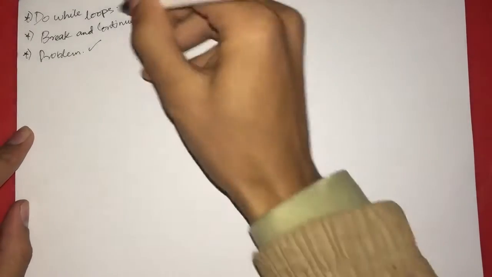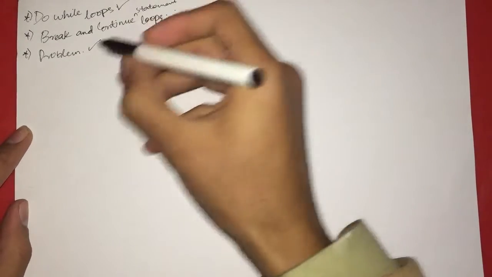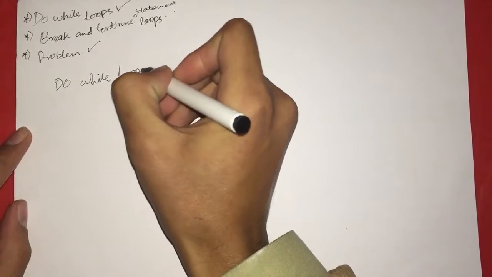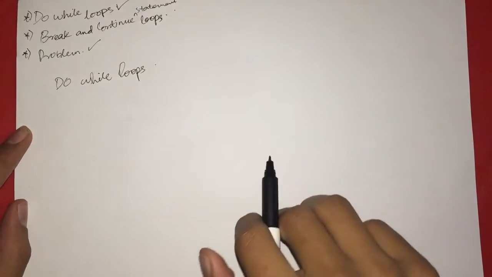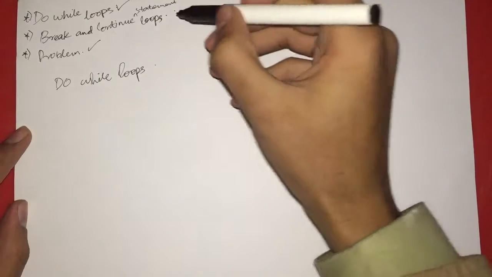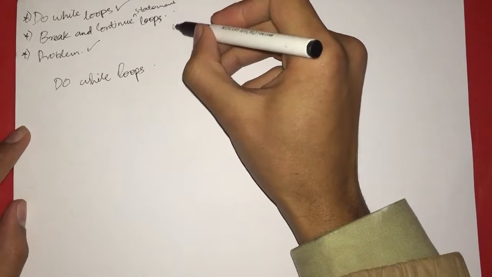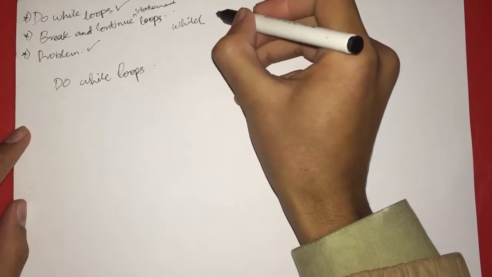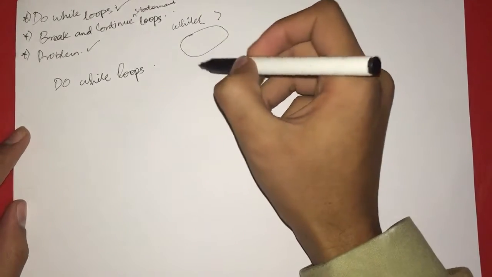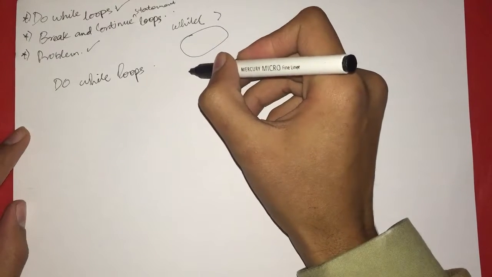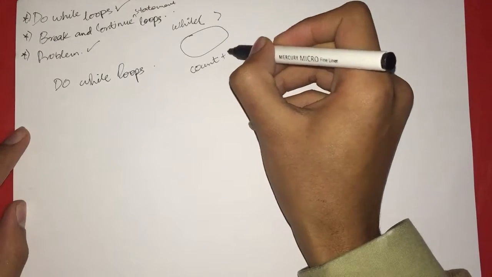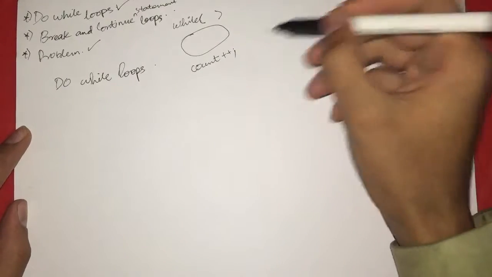Alright, so first let's discuss what are do while loops. So what is a do while loop? As we discussed earlier about while loops, what are while loops? The structure of a while loop is you have a condition here, you have a statement as the body of the while loop, and then you have the update statement. For example, you have a count, and then you update it, you increment it or decrement it.